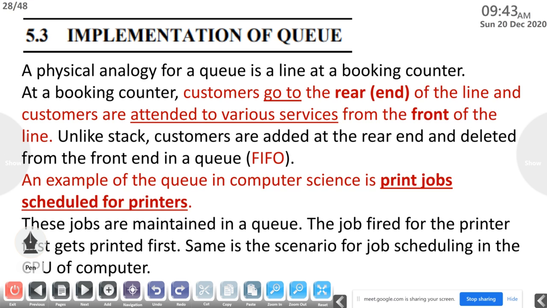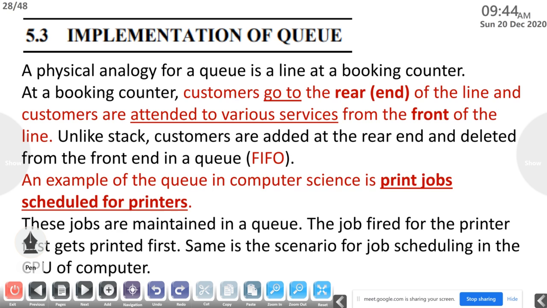For example, we are collecting cinema tickets. Now we are collecting the cinema tickets online. In the previous days, or even now, we are going to the theater. Or the best example is beverages, right? There we can see the big queues, and they are getting the services at the front end. Those who are coming will be added to the back end. That is the best example. So customers are attending to various services from the front of the line. We are adding at the back, and those who are coming first will be getting the service from the front.